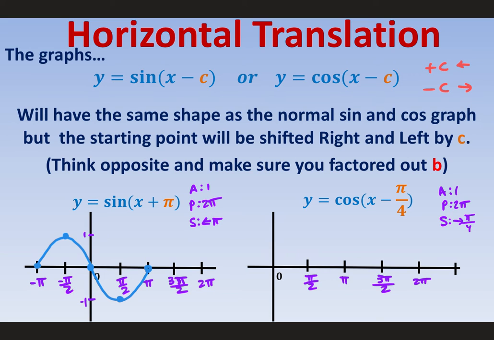Pi over 4 isn't one of the tick marks on the graph. Since pi over 4 isn't one of the tick marks, what I do is put an extra tick mark in between wherever it would be. So pi over 4 is in between right here, and I'm going to label that pi over 4.